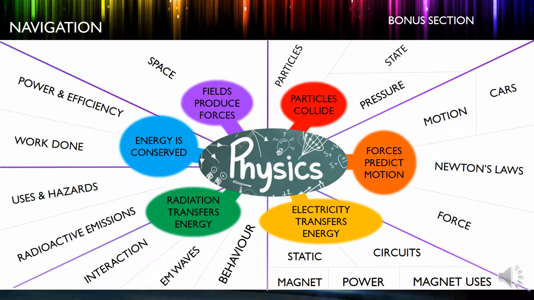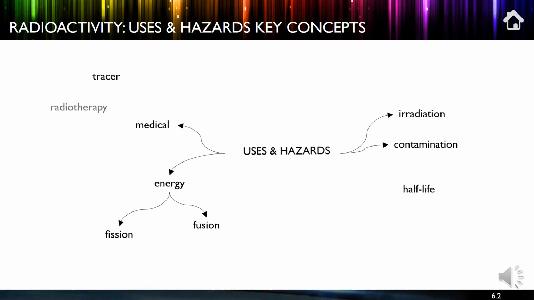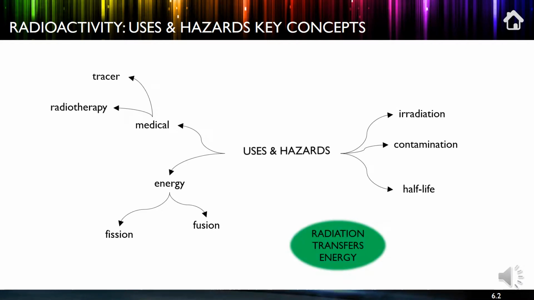This is video 6.2. It looks at the uses and hazards of radioactive emissions. Now, firstly, on the left-hand side here, we have the idea of energy production. And there are two key forms. There's fission, which is currently viable and provides a lot of energy throughout the world. And there's fusion, which is at the research stage.